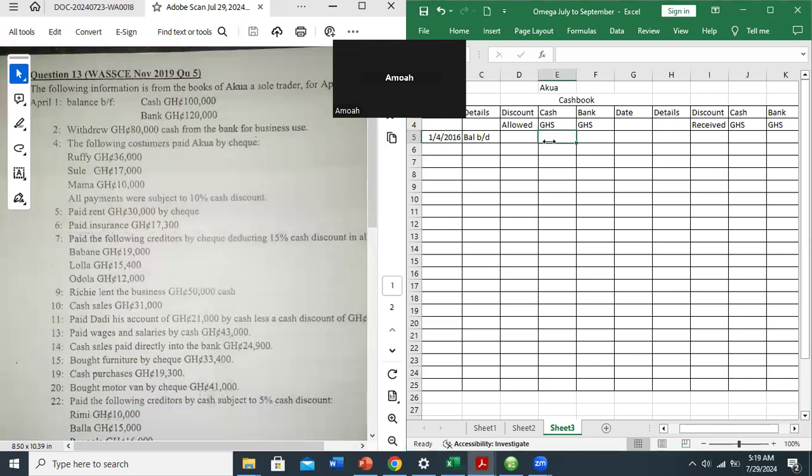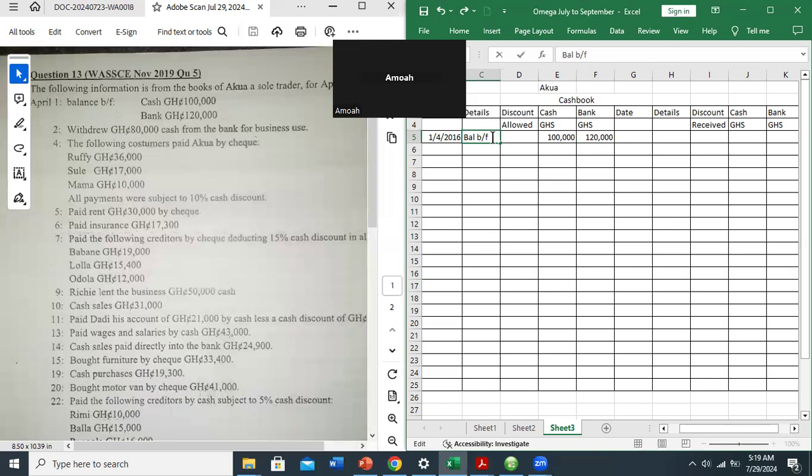Okay, good. So under cash, we put 100,000. And then under bank, 120,000. So that's how you record your opening balances, right? Use your balance brought down. The question used balance BF. So, well, if you want to stick with the question, use your balance BF.